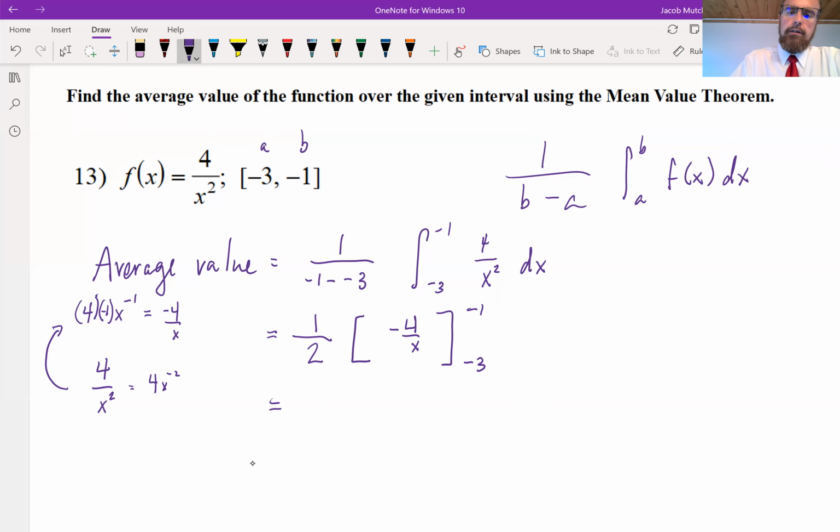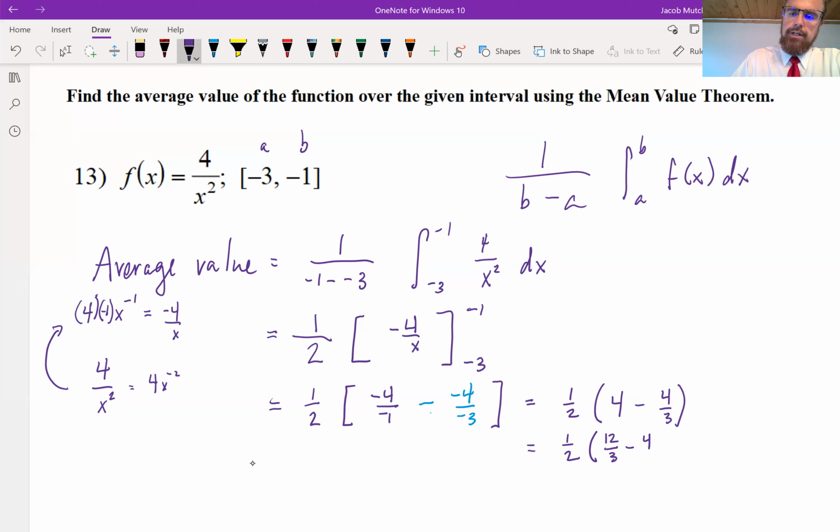So we're ready to substitute in our limits of integration. So this will be 1/2 times -4 over -1 minus -4 over -3. So we just need to reduce and simplify here. So this is going to be 1/2 times 4 minus 4/3. And then I need to combine my fractions. So 4 itself is equivalent to 12/3, which now I can combine with 4/3 by subtraction. That's going to be 1/2 times 8 over 3, but then again, 8 divided by 2 is 4. The average value of this function from -3 to -1 is 4/3.